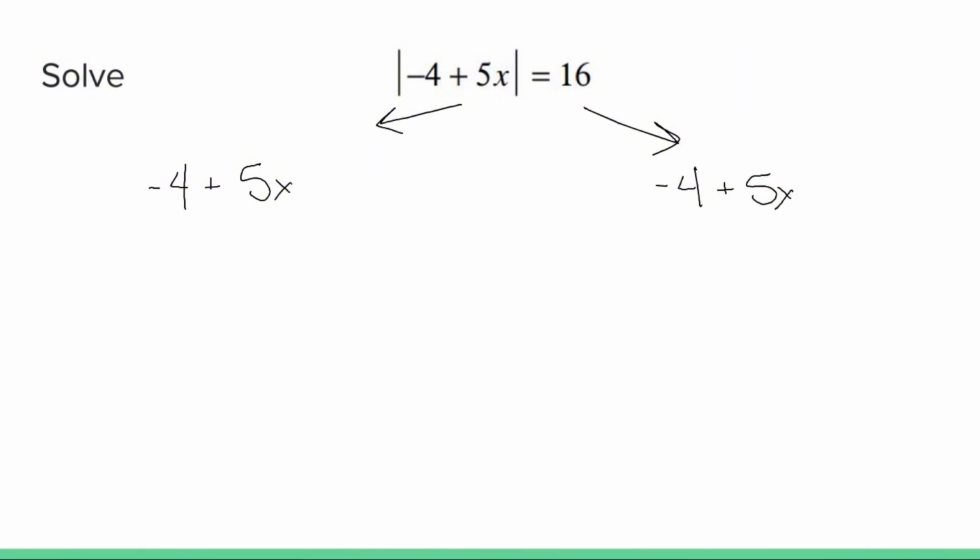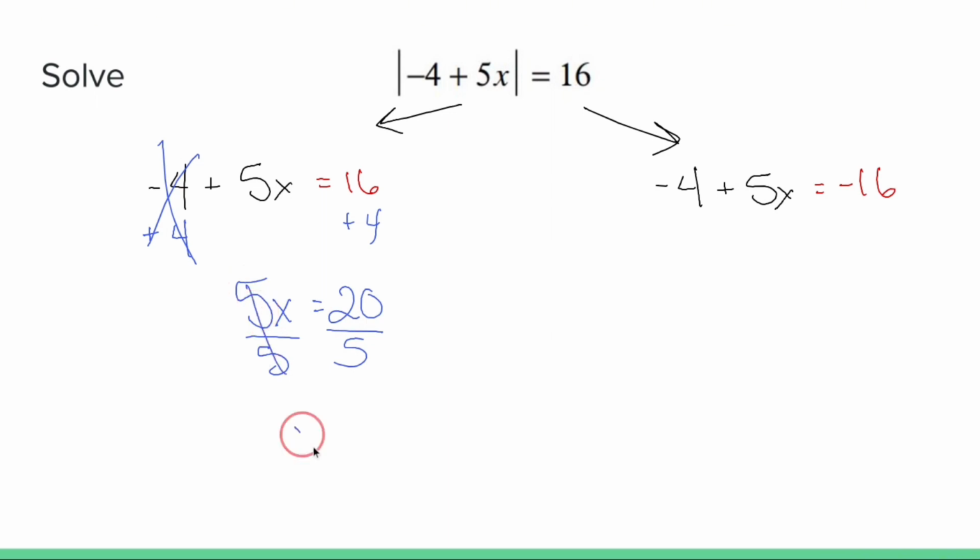On one equation, you're going to keep the right side the way it originally was. And on the other equation, you're going to take the right side and take its opposite. Now we have two separate two-step equations that we need to solve one at a time. So let's add 4. Cross you out. 5x equals 20. Divide by 5. x equals 4. So that's one of our guys, maybe.